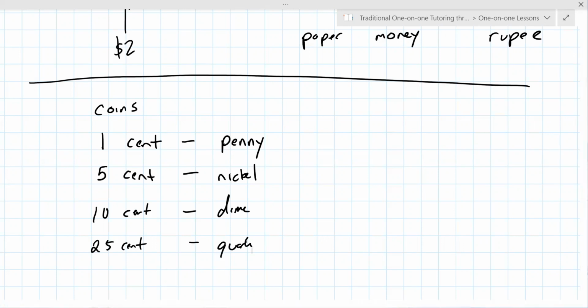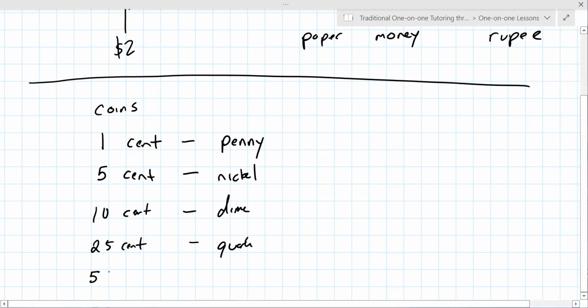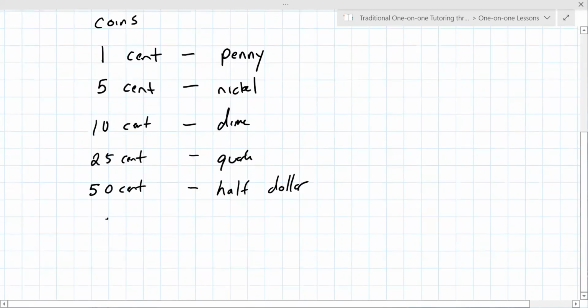All right, give me just a moment here. Have you ever seen a 50 cent coin? Yeah. That's a big coin. And there's actually $1 coins, if you can believe it or not. But these are less common.